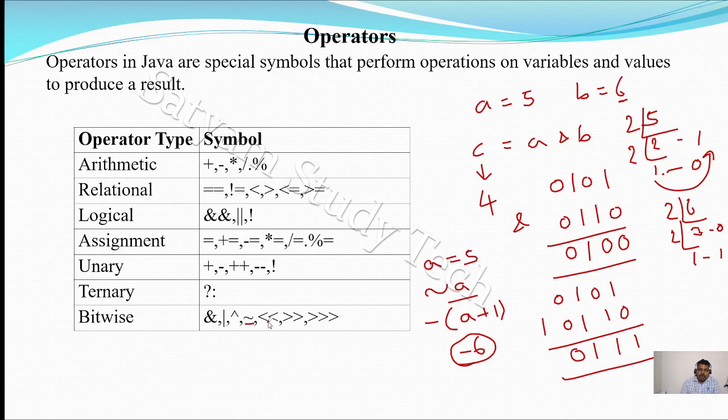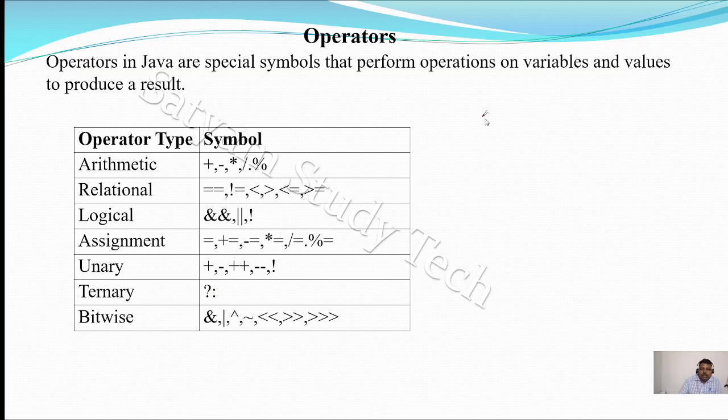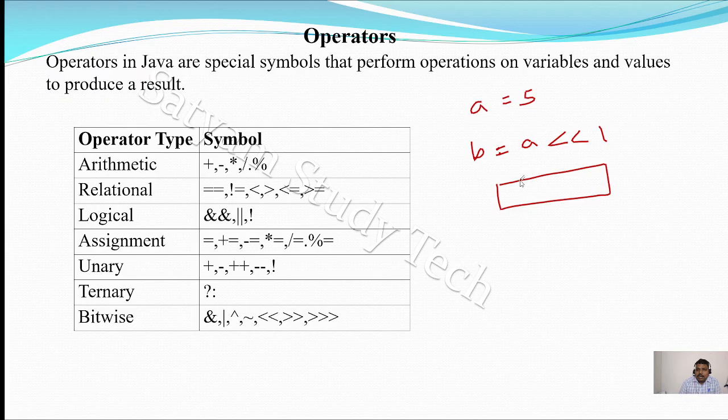Okay. Now, what is the left shift? What are the left shift and right shift? What is the shortcut for that? For example, A equal to 5, and B equal to A left shift 1. What is the meaning of that? First, you represent it in binary form. That value is 0101. This is the 5.